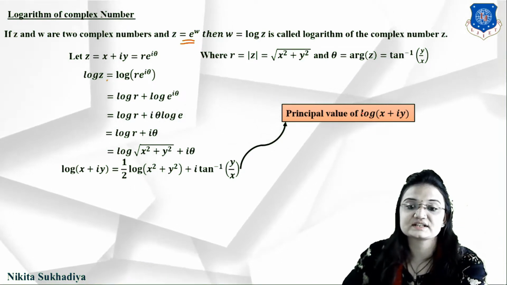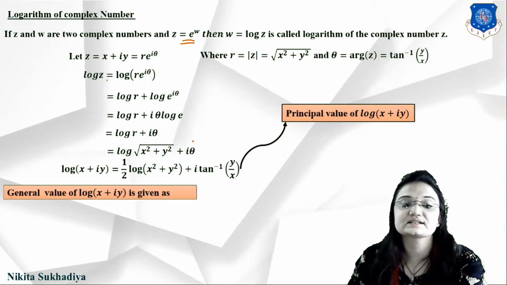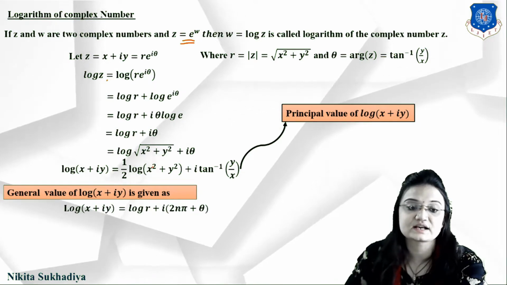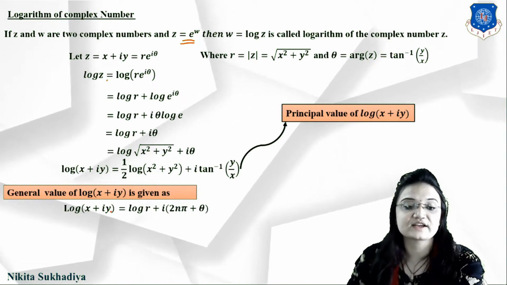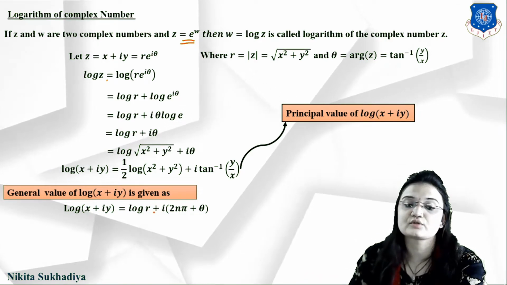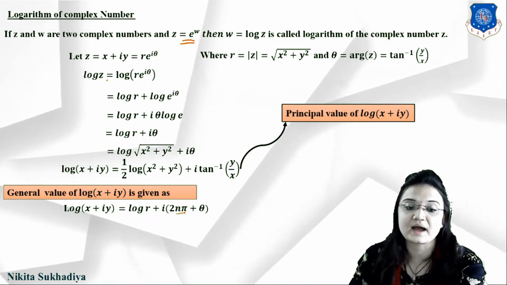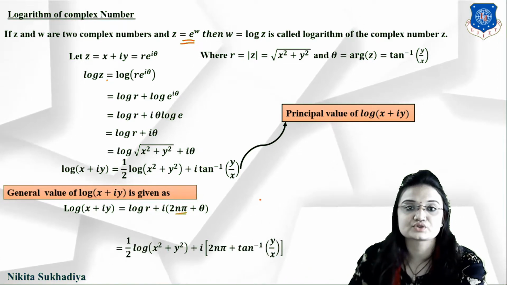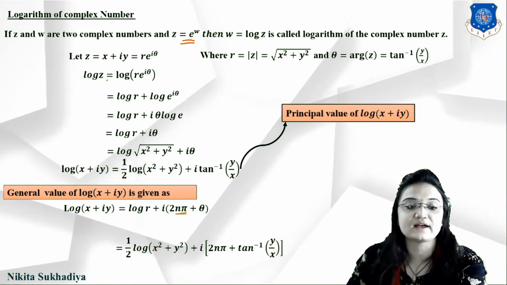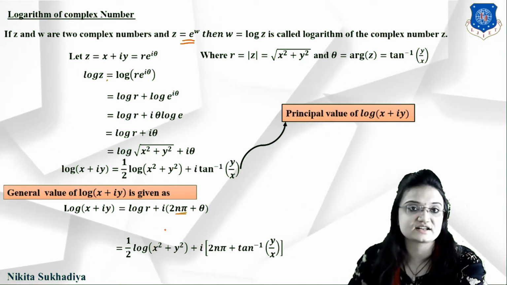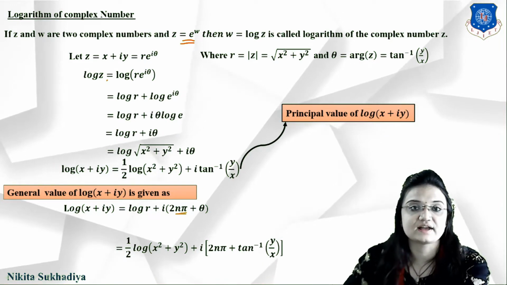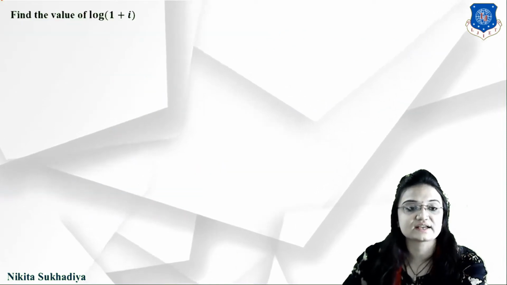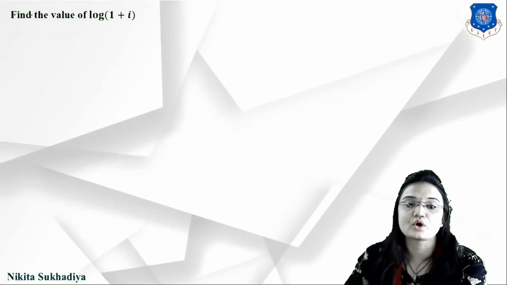It is represented by small l. Now next is the general value of logarithm of x plus iy, which is given as capital L. So logarithm of x plus iy is equal to logarithm of r plus i (theta plus 2n pi), where 2n pi is the extra term added to our theta, and n belongs to Z. So this is the general value of logarithm, which is represented by capital L, and the principal value is represented by small l.